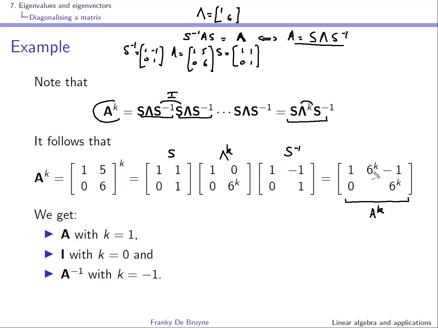Okay, so you can see obviously that you obtain A when you take k equal to 1. You obtain the identity matrix with k equal to 0, and you even obtain the inverse for k equal to minus 1. This is a matrix that is very important for the description of state space models after they've been discretized.